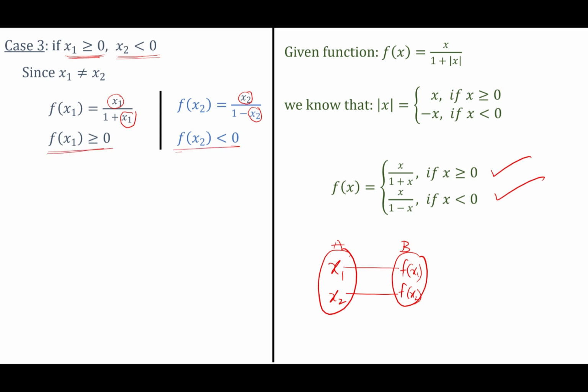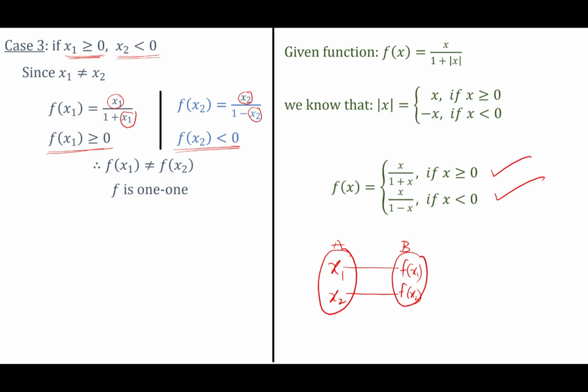Check. For x1, I have a different image, and for x2, I have a different image, because f of x1 is greater than 0 and f of x2 is less than 0. So I have two different images, which means the given function is 1-1. They are not equal. Check. f of x1 is not equal to f of x2. Then it is a 1-1 function.